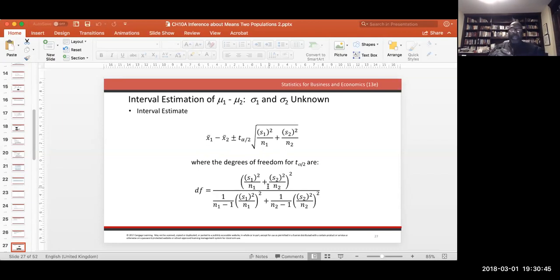So the degrees of freedom is given by this complicated formula, and it will not be a whole number. Most likely it's not a whole number, so you'd have to round up to the next degree of freedom in that case.